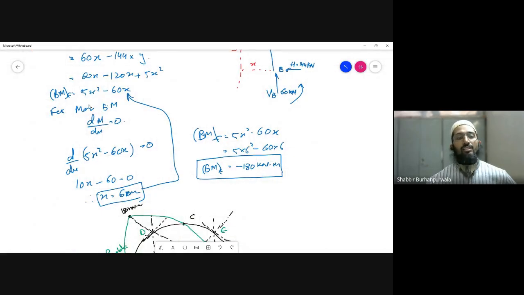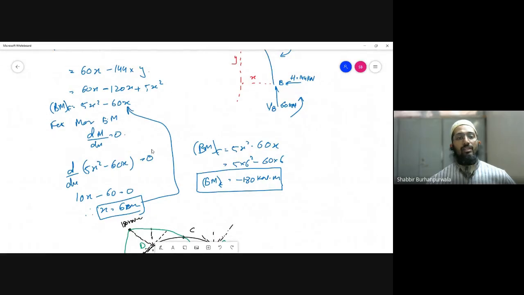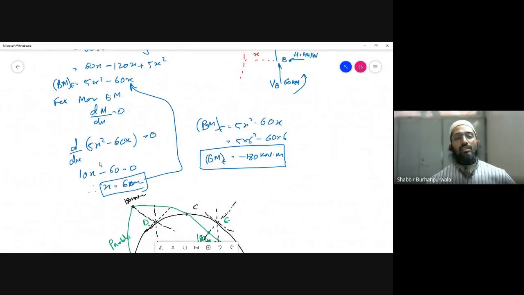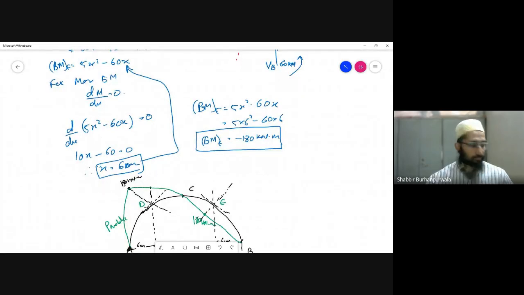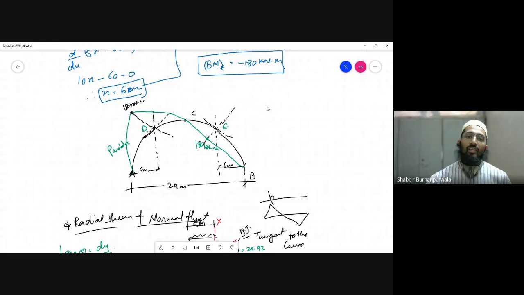For this particular distance, we substituted the values into the equation for y, simplified it, and differentiated the equation with respect to x to get the value of x. Okay, for the maximum bending moment, we substituted into the equation for the bending moment and got the value minus 180. Then we took the perpendiculars to the tangent at the location where we determined the maximum bending moment, and at those locations we got the values plus 180 and minus 180, and we made the curve.